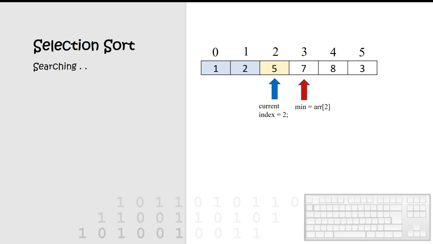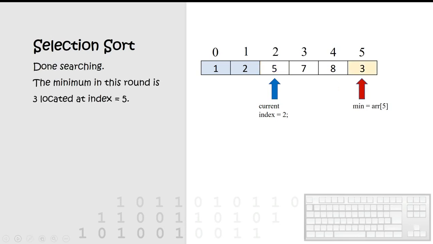So 7 is not less than 5, it will just move on. 8 is not less than 5, it'll just move on. 3 is less than 5, and we are at the end of our array, so the minimum is going to be 3. The j value is 5. This is what we're going to use in our swap.